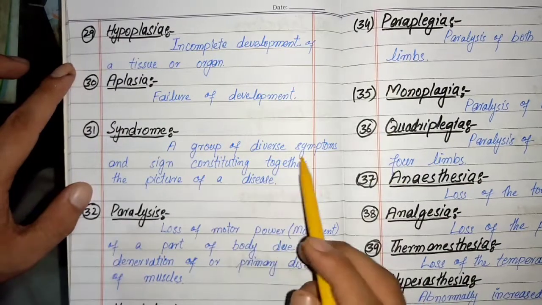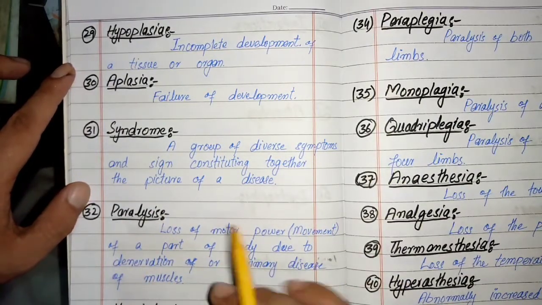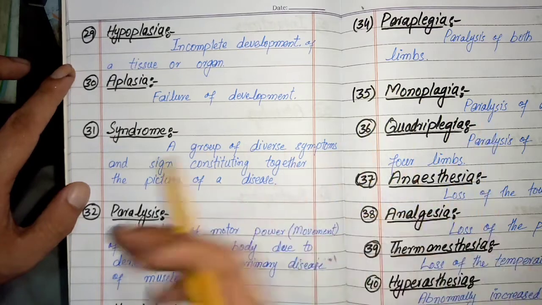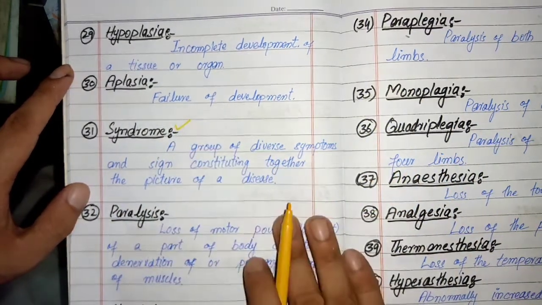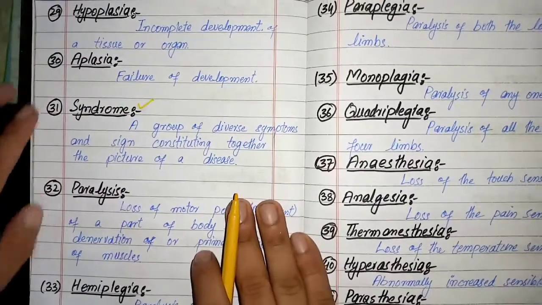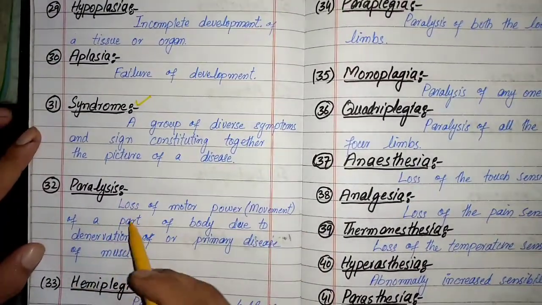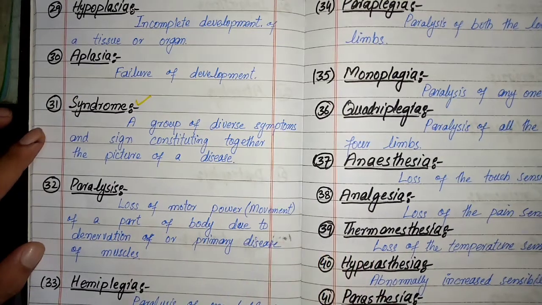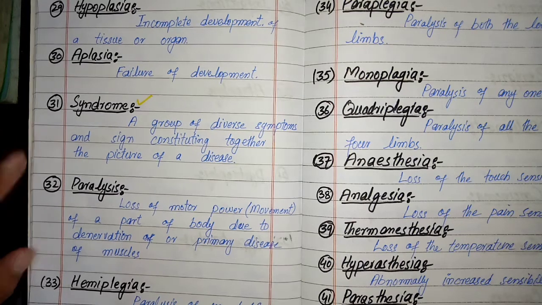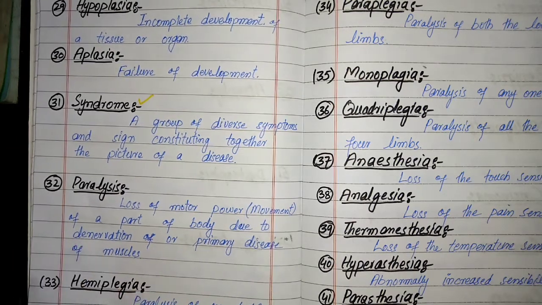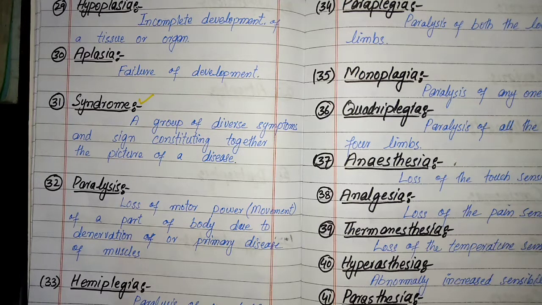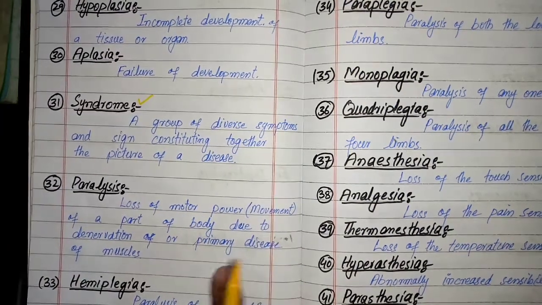Syndrome: a group of diverse symptoms and signs constituting together the picture of a disease. A group of symptoms is simply called syndrome, right? What is paralysis? Paralysis is loss of motor power or movement of a part of the body due to degeneration or primary disease of muscles. It means whenever there is a malfunctioning in the nerve supply of any part or organ of the body and it just stops its functioning and its movement, this condition is called paralysis, or due to any other muscle disease, right?